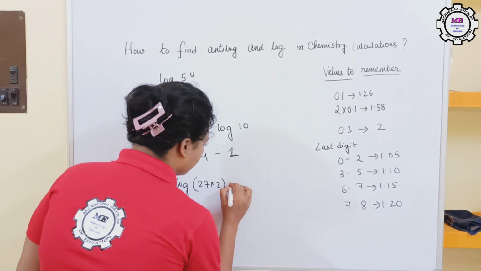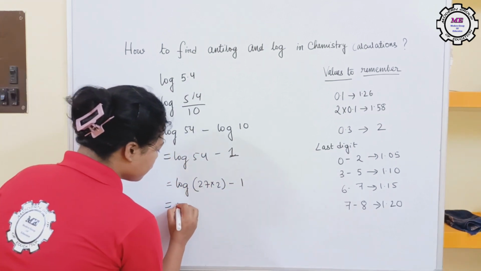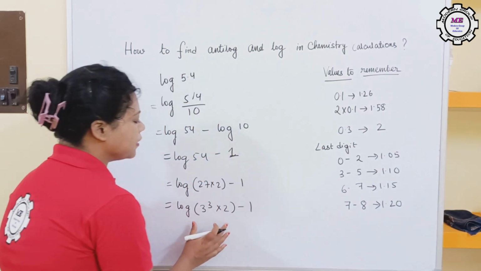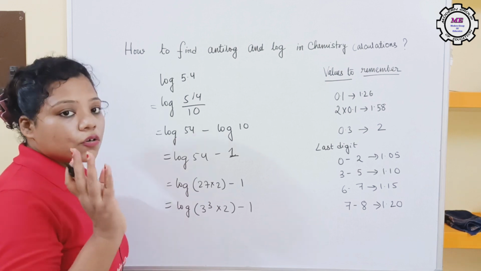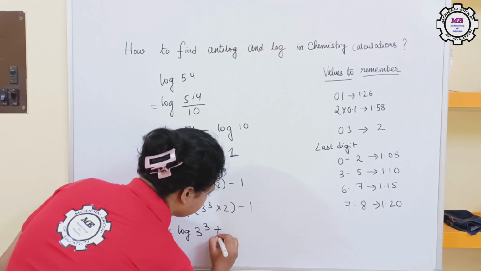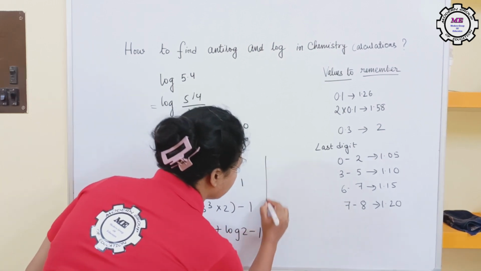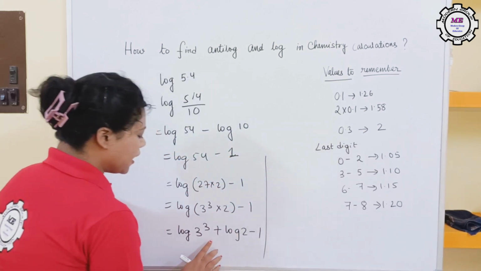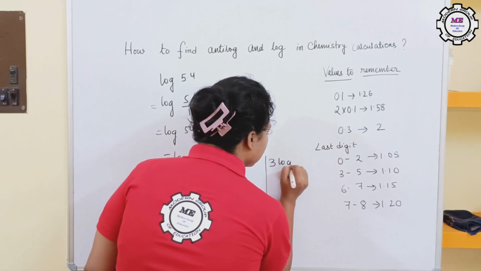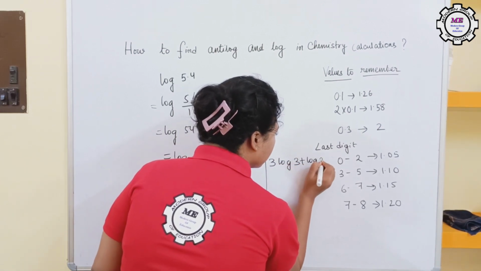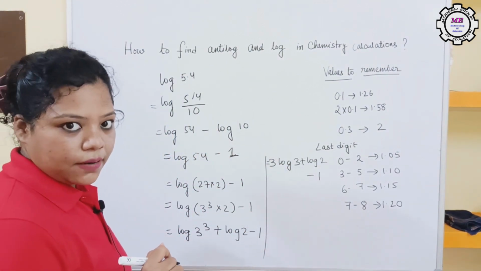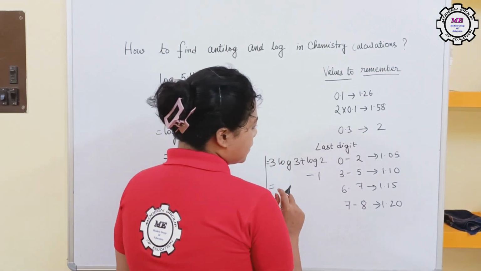27 into 2. Okay, so 27 is log 3 cube into 2, and if there is an operation of multiplication in logarithm, we always do what? We always add. Okay, so continuing here, and if there is something in the power, that comes in front of the log. Okay, so 3 log 3 plus log 2 minus 1. Okay, is it clear? Okay, so 3 log 3, what is log 3?